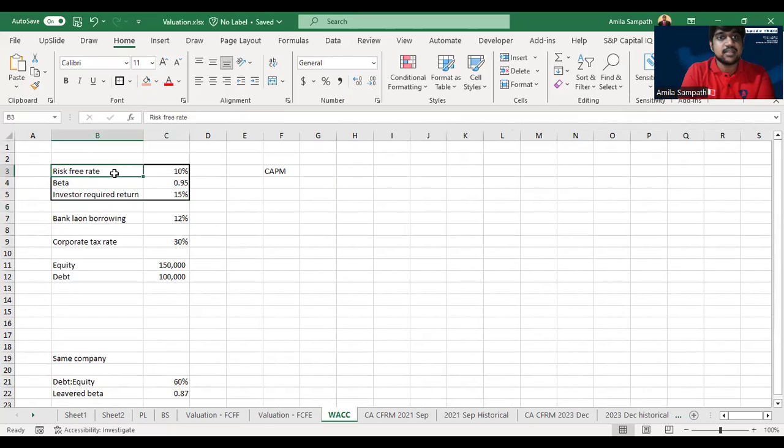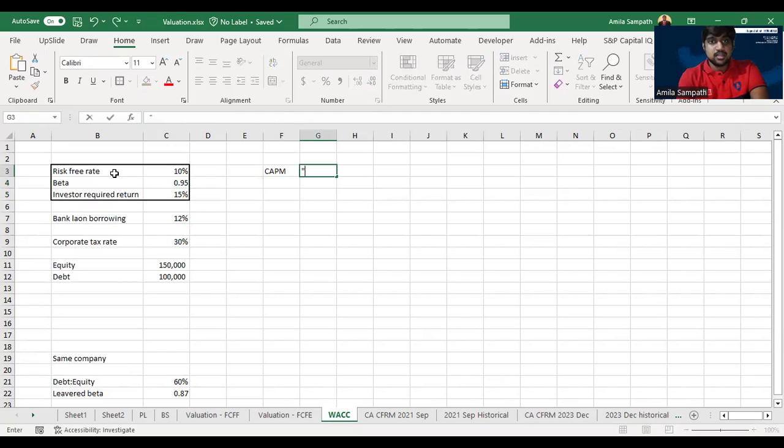Here we have the details. Our risk-free rate is 10%. The beta factor is 0.95. What does a beta factor of 0.95 mean? Our company volatility is less than the market volatility. Then the investor required return is 15%. Based on these details, we need to calculate the cost of equity using the CAPM model.